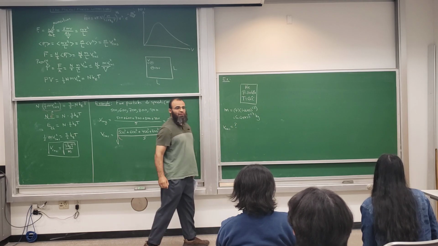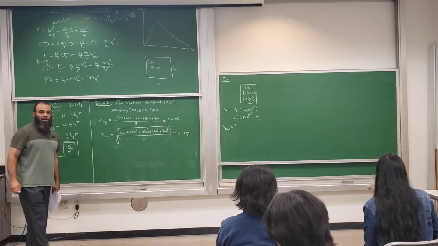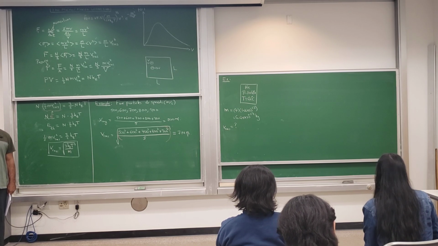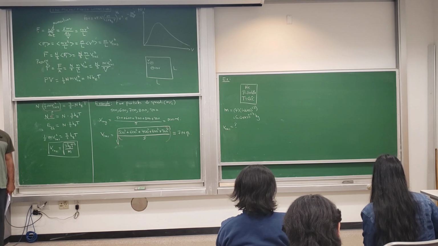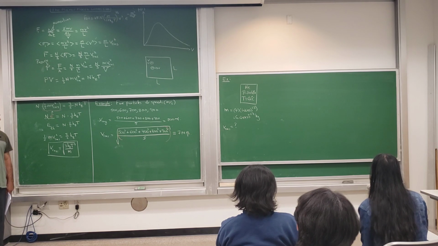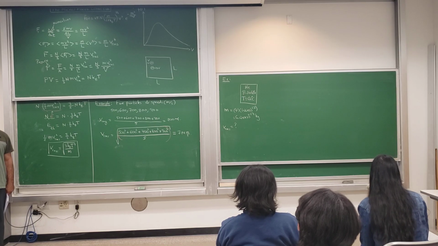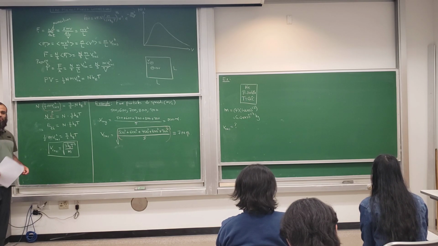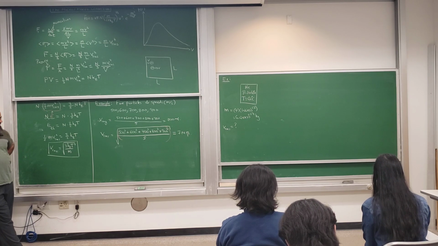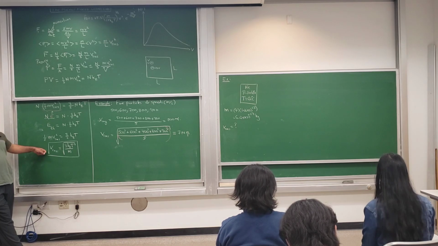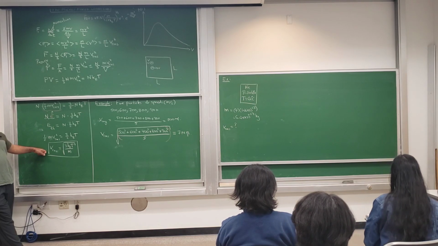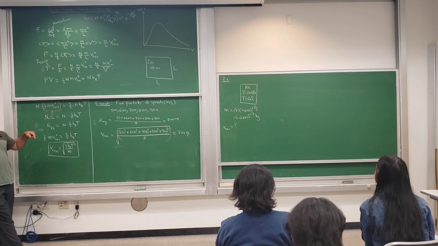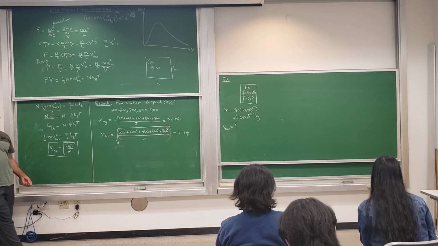How do we do this? What do you think? Use the formula. Which one? This one? Yeah. So do we need the pressure? No. So the pressure is just extra information that you don't need. If you don't need the information, then you don't need it.